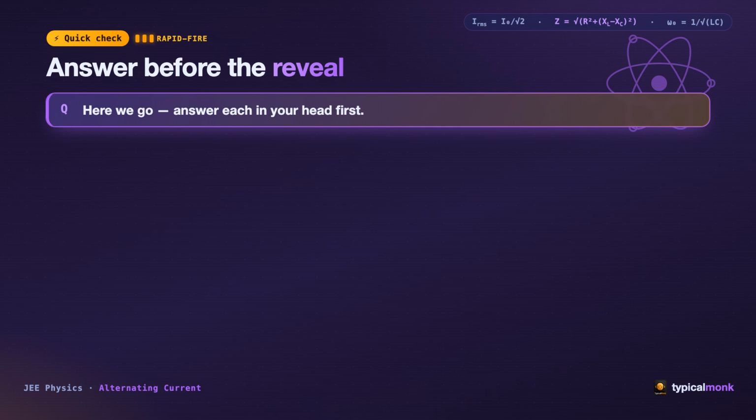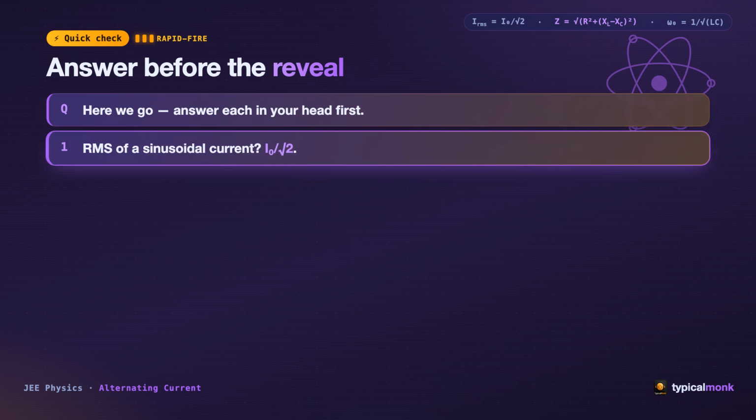Now, test yourself. Answer in your head before the reveal. That is how the exam speed is built. Here we go. Question 1. The RMS of a sinusoidal current. I naught over root 2.